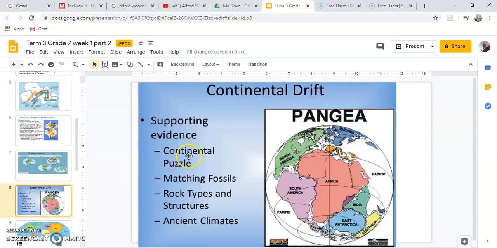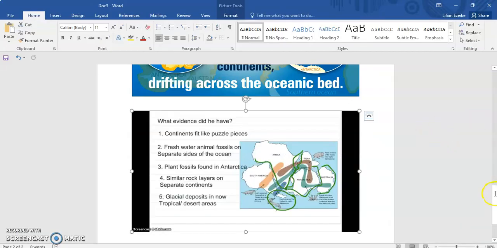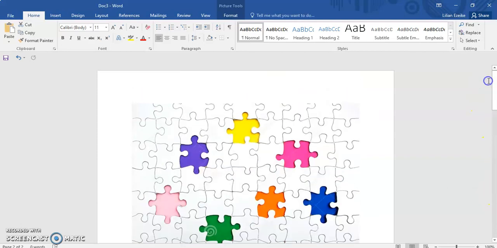Now, the second one is the continental puzzle. What is it all about? I hope every one of us knows what a puzzle is. A puzzle is something like this. In this puzzle, we have some pieces that we can remove. When you remove any of these pieces, it leaves a space there. If you want to fill that space back, you have to bring back the same piece that fits the shape where you removed it. If you bring a different one, it cannot fit. So when you put all of them together, you have the big picture this way.